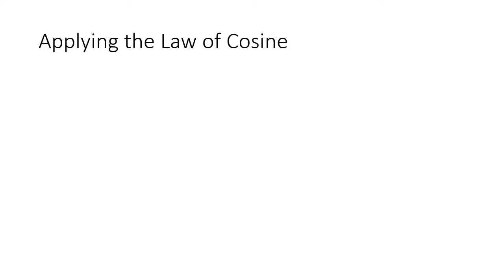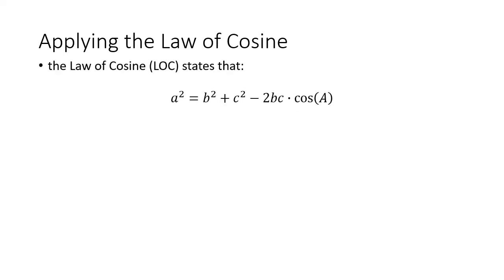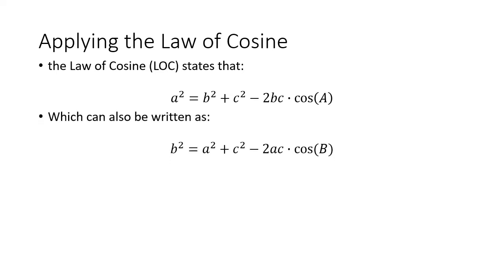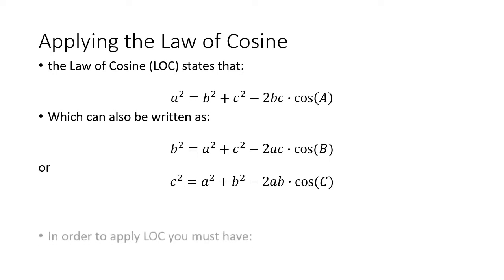So here's how you apply the law of cosine. Of course, we already went over that it states that a squared is equal to b squared plus c squared minus 2bc cosine a. Or you could read it as b squared equals the other two sides, a and c squared, plus 2ac cosine b, and then also as starting off with c squared and having the other two, a squared plus b squared minus 2ab cosine c.